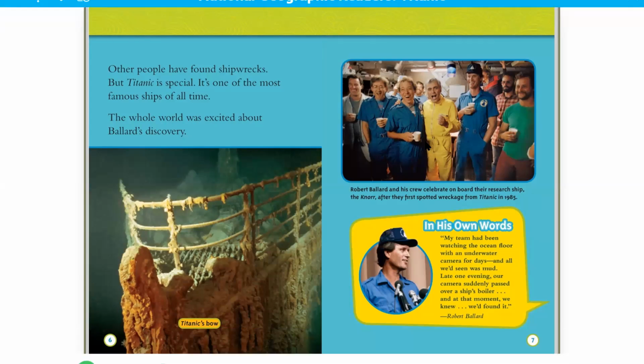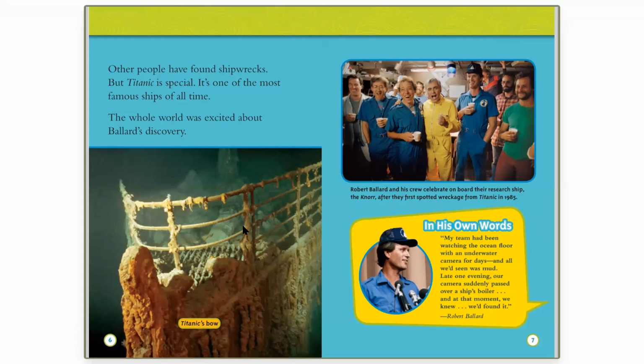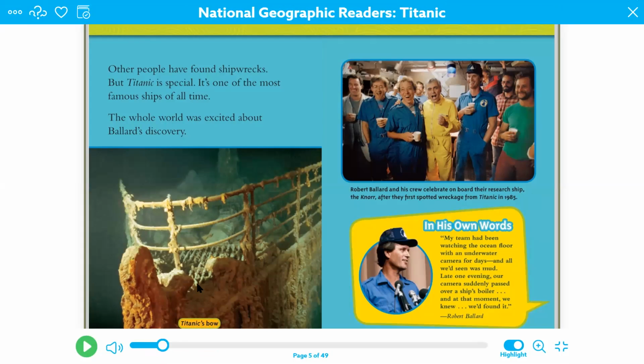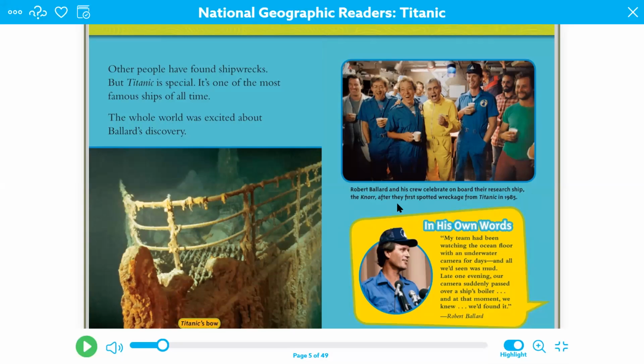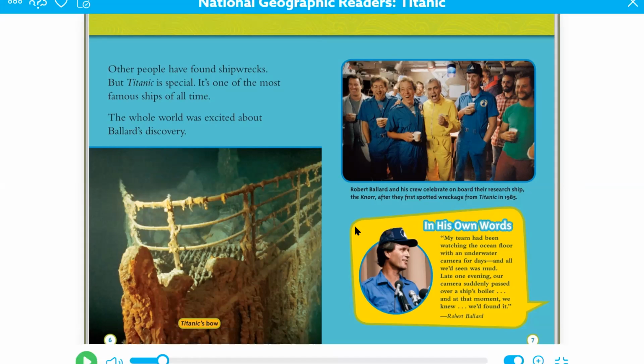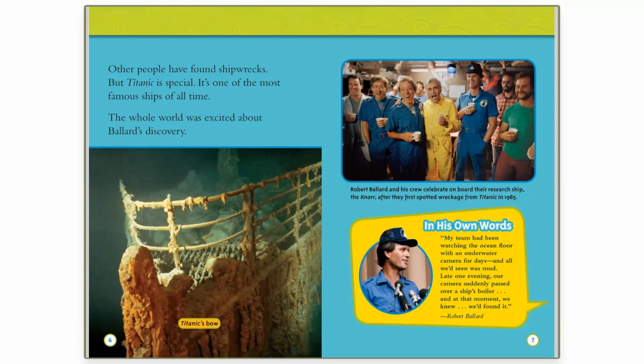Okay, here's another picture. We have an actual photograph, and then I'm not sure if this looks like an actual photograph as well. So this is the Titanic's bow, the front of the boat. And over here, this caption says, Robert Ballard and his crew celebrate on board their research ship, the Nor. The Nor was the name of the ship after they first spotted wreckage from Titanic in 1985. So they're celebrating.